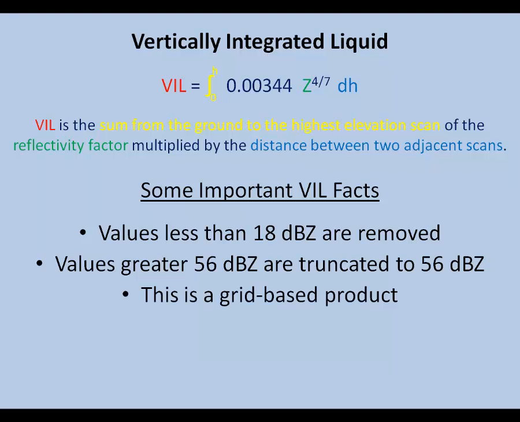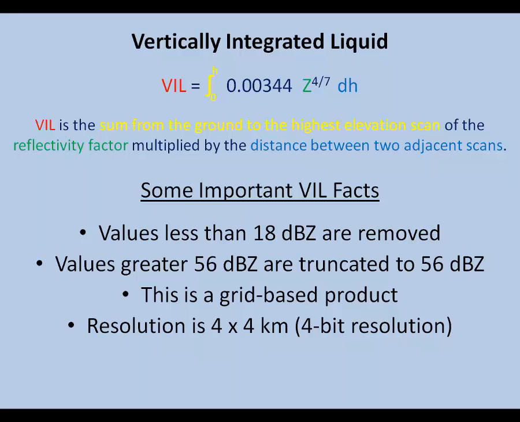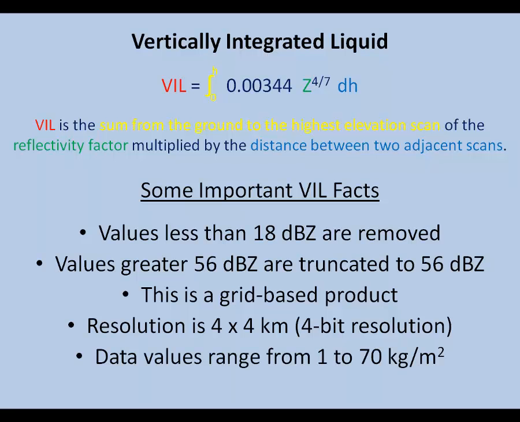It is a grid-based product, which means it's based on the grids that you see from the radar instead of individual storm cells. And it is averaged out to a 4x4 kilometer. That's why it looks so much bigger than the original 8-bit reflectivity values. And the data values range from 1 to 70 kilograms per meter squared. So notice that it is in kilograms per meter squared.